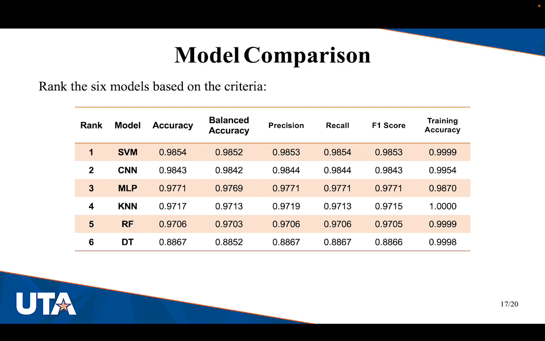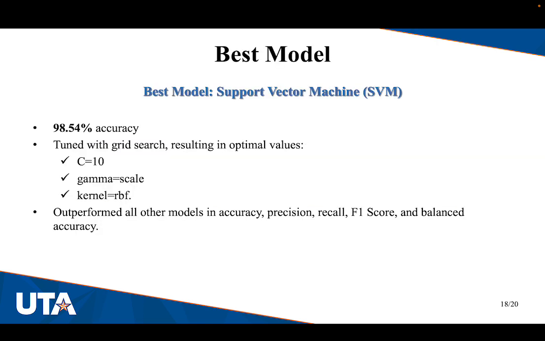Based on these criteria, the SVM model has the best performance, and the second best model is CNN, and then MLP, KNN, RF, and decision tree. The best model, as I mentioned before, is the support vector machine with 98.5% accuracy, and the optimal values for the hyperparameter tuning are as follows. C is equal to 10, gamma is equal to scale, and the RBF kernel.